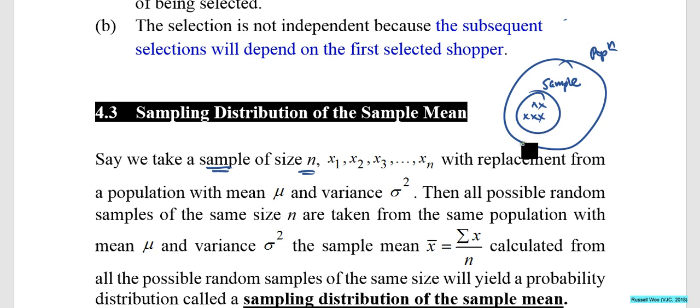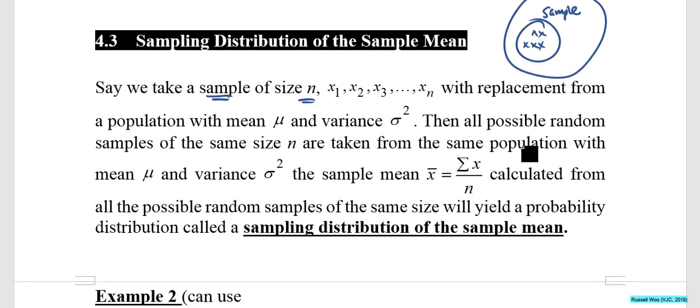Now, I pick another 5. I obviously get another sample mean. I pick another 5, I obviously get another sample mean. This sample mean has a distribution, because every time I pick 5, I will get a different value. So far so good? So in example 2, we are going to investigate what is the distribution of a sample mean.